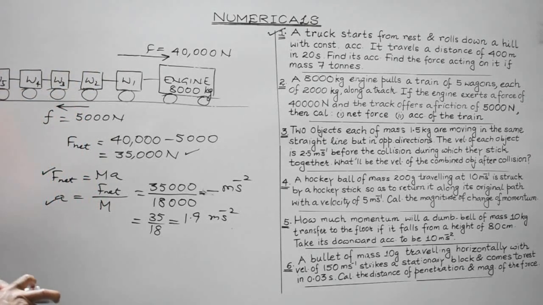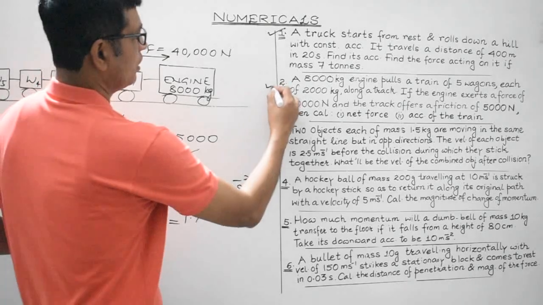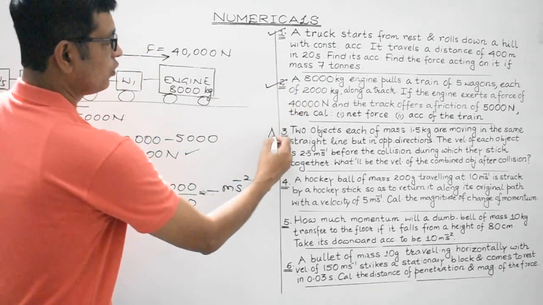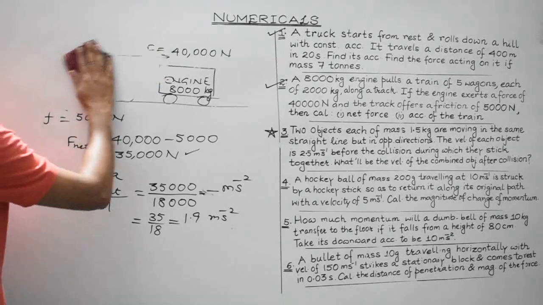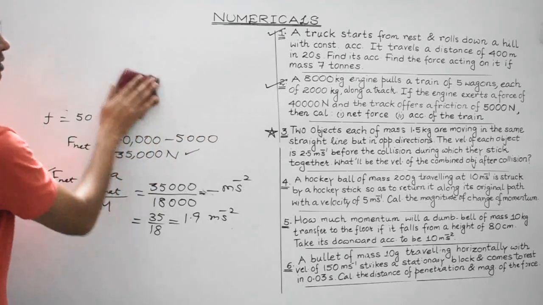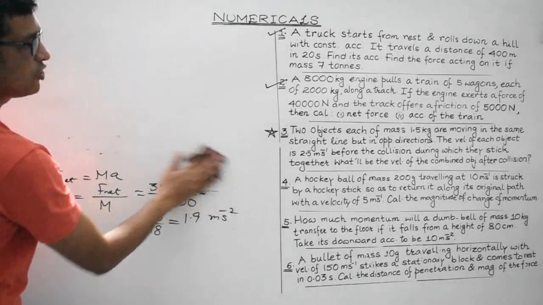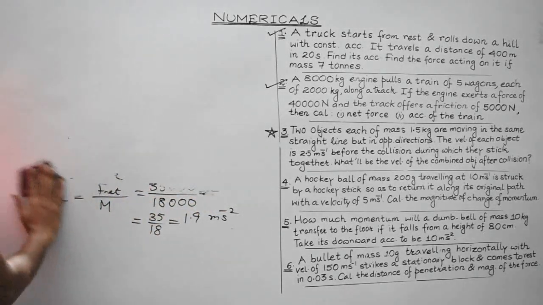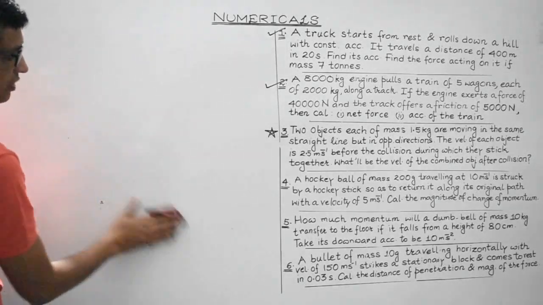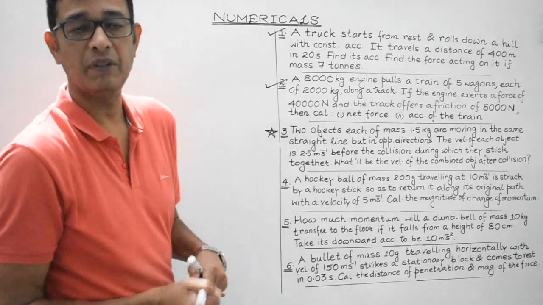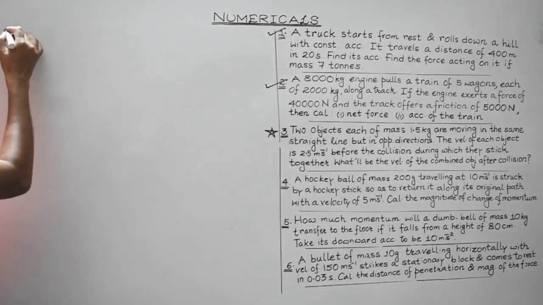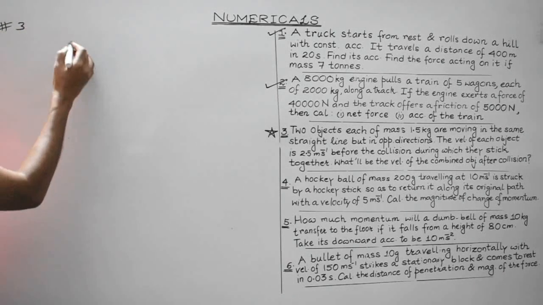Okay, students. Third one. We are done with question number 2. Third one is quite important, so concentrate on the third question. Two objects, each of mass 1.5 kg, are moving in the same straight line but in the opposite direction. Okay, let's represent this question diagrammatically, right? Third question. So it's somewhat like this.